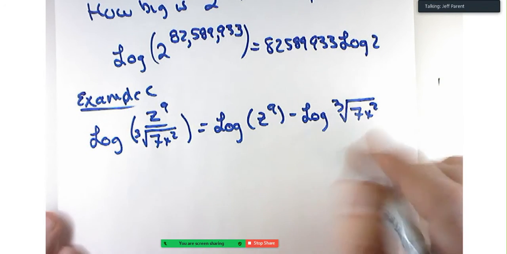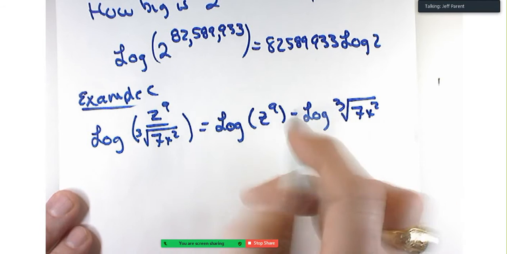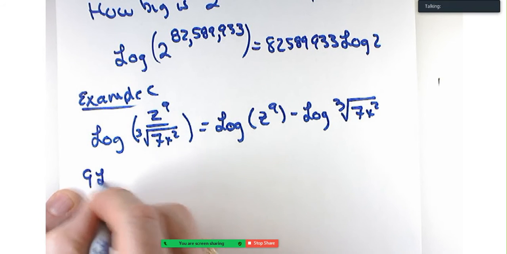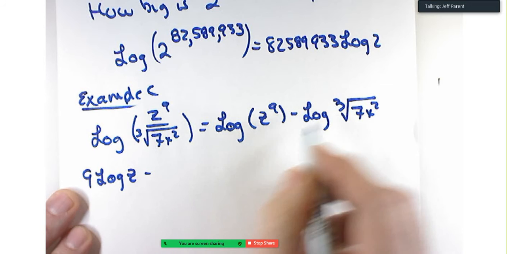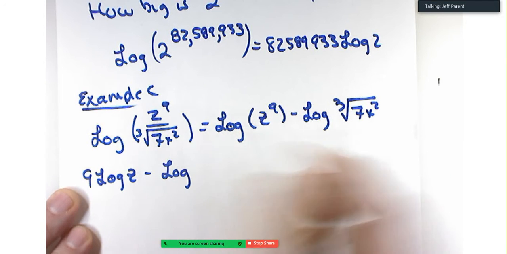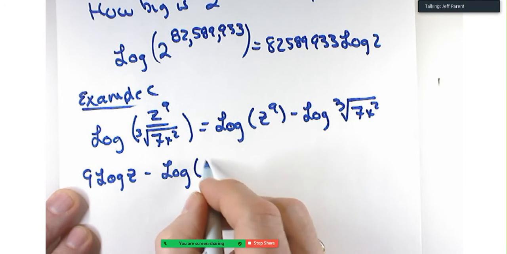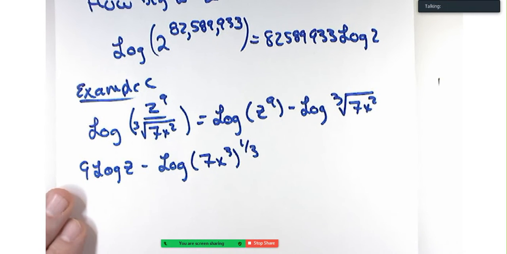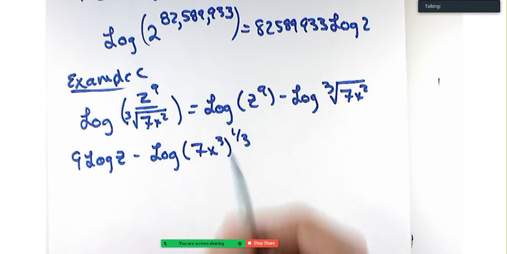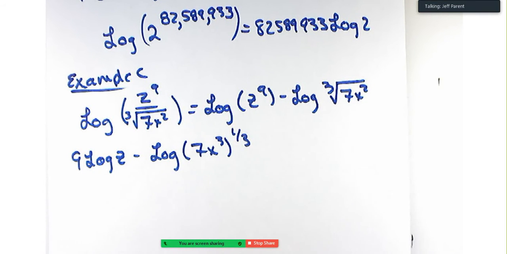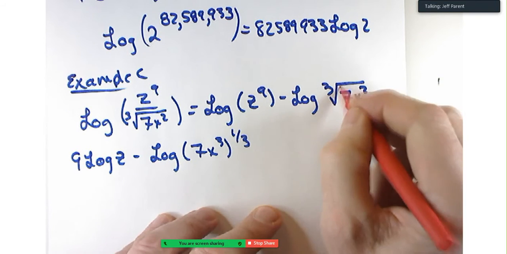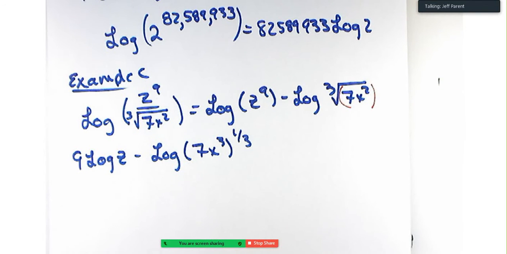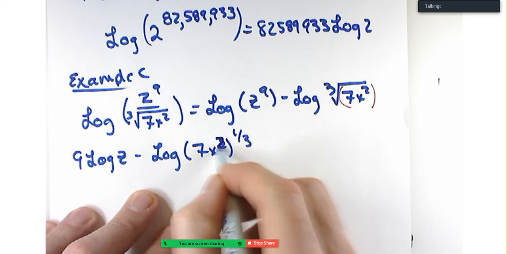Now in this next step, I'm going to do two things. The first one is that I'm going to bring the 9 out in front, 9 log of z. The second one is I'm going to rewrite this. I'm going to write it as the log of 7x cubed to the 1/3 power. Now I can use the rules for exponents. But I got a question here. Yeah, William? Isn't it 7x squared to the 1/3 power? Oh, yeah, I'm sorry. Yeah, there should be a 7x squared. My bad. 7x squared. Thank you.